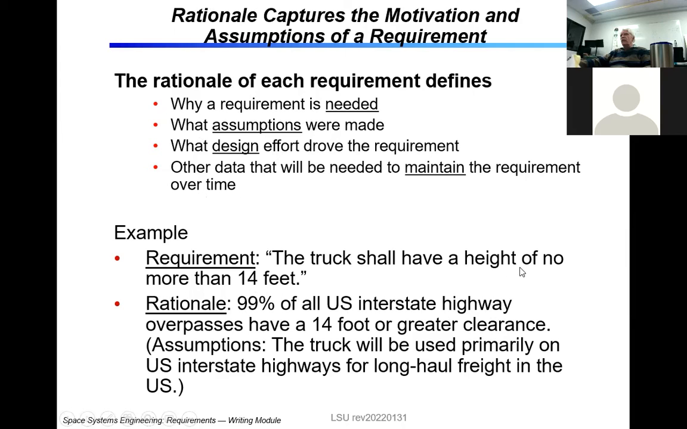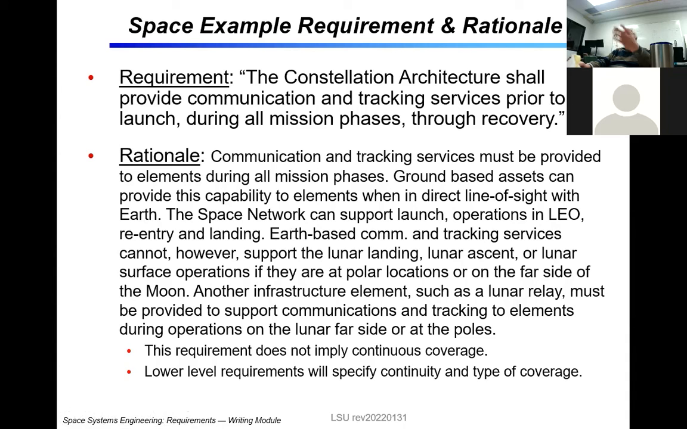So the truck shall have a height of no more than 14 feet. The rationale for that is that 99% of all U.S. interstate bridges have a 14-foot or greater clearance. Okay? So the assumptions, the truck will be used primarily on, okay. So that would be a document. In NASA parlance, when they're developing things like JWST or other kinds of deep space missions, they will make a one-page rationale like this for every bloody requirement. You know, and the documents go for thousands of pages. It can, right?